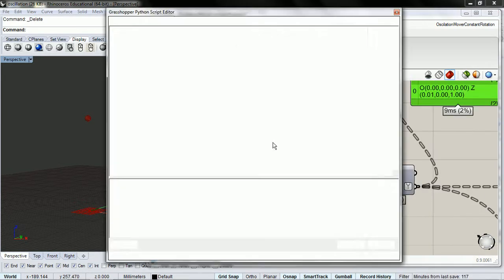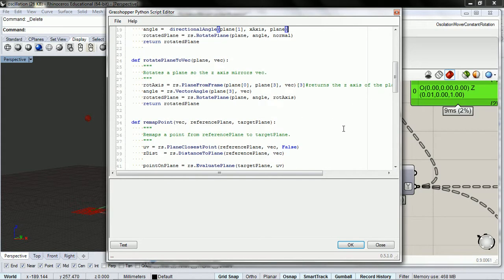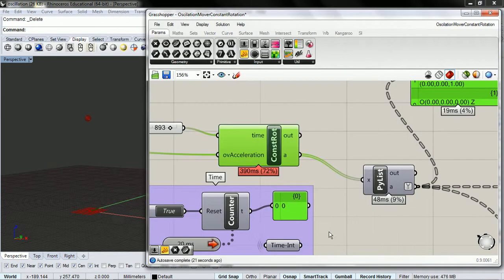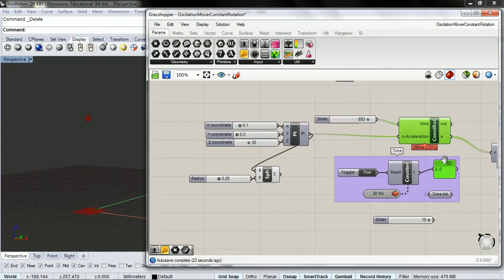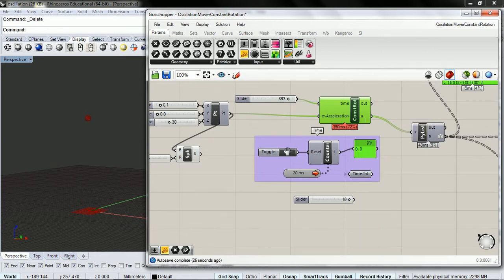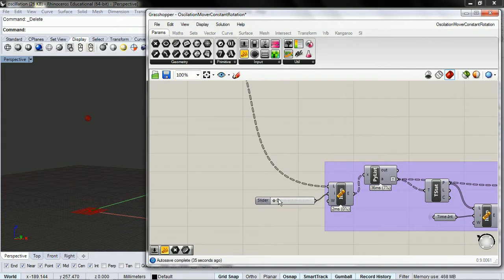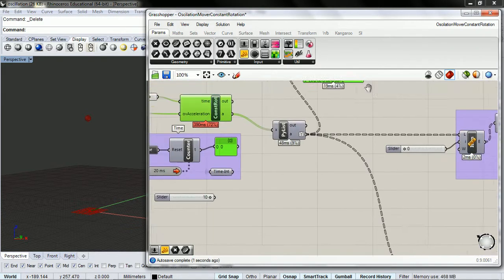Okay, so now we just need to pass out our velocity plane. So we have our orientation plane, and then we have the mover's orientation plane of velocity. Okay, so let's try this. And there we go.